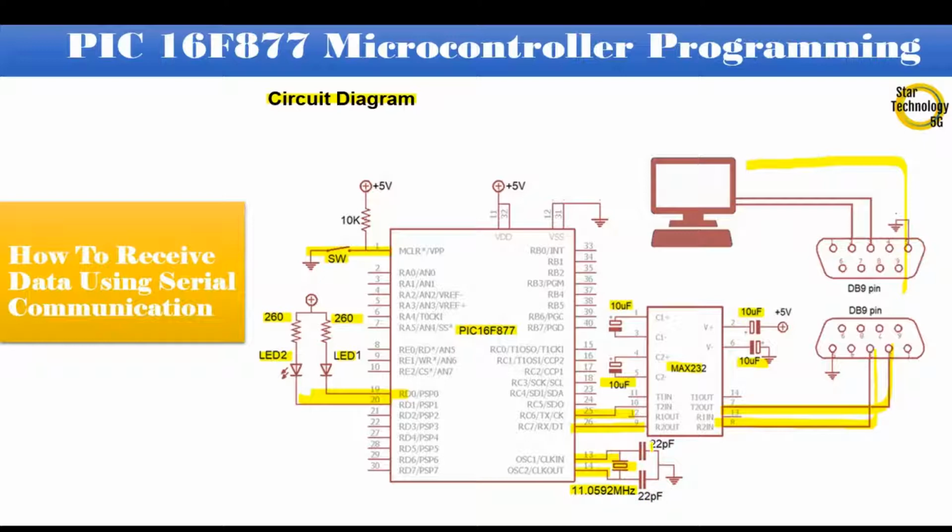And 22 pF capacitors are connected with the crystal. Pin numbers 11 and 32 are connected with positive 5 volts. Pin numbers 12 and 31 are connected with ground. Let's draw this circuit in Proteus.